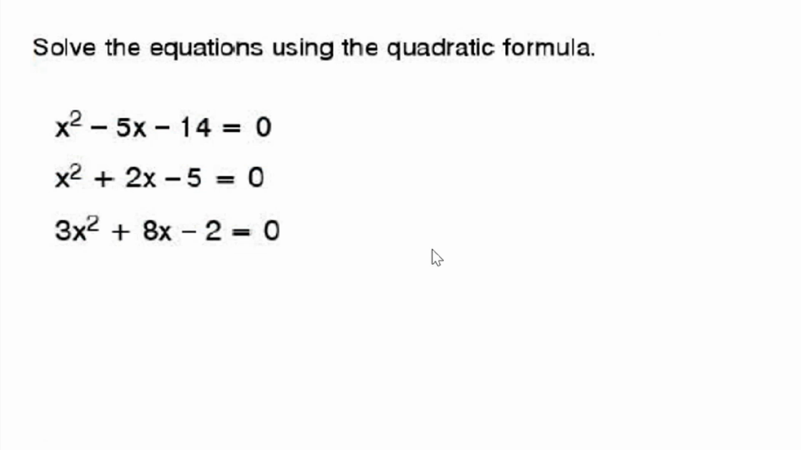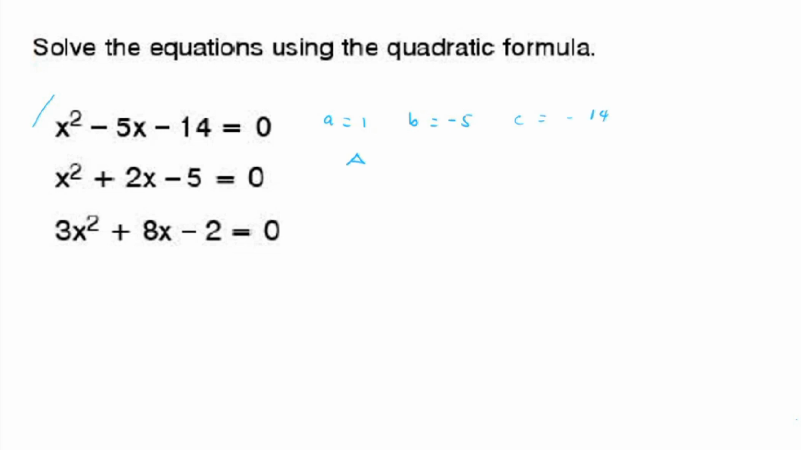Okay, so let's try to solve some examples. We have x squared minus 5x minus 14 is equal to 0. For this problem, the value of a is 1, the value of b is negative 5, and the value of c is negative 14.